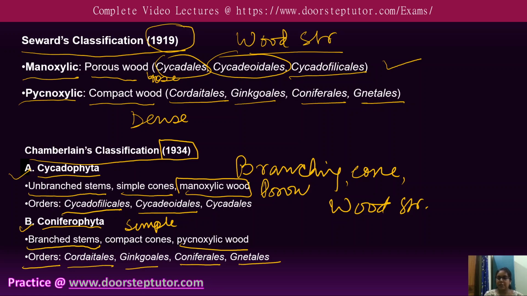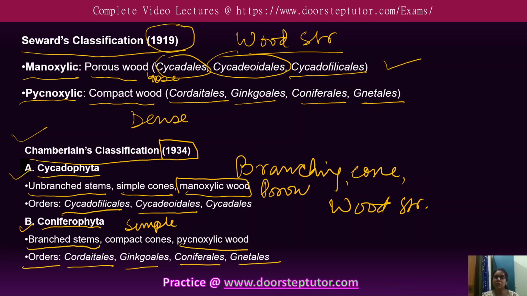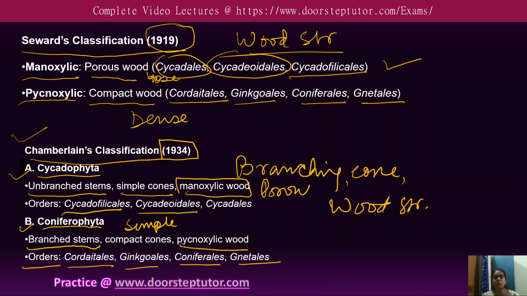Okay, so these are the classifications of Seward and Chamberlain. So the summary is that the Seward classification is based on the wood structure, porous or compact, while the Chamberlain classification focuses on the stem branching, the cone structure, and wood type, grouping gymnosperm into the Cycadophyta and the Coniferophyta. Okay, some more classifications are also there.